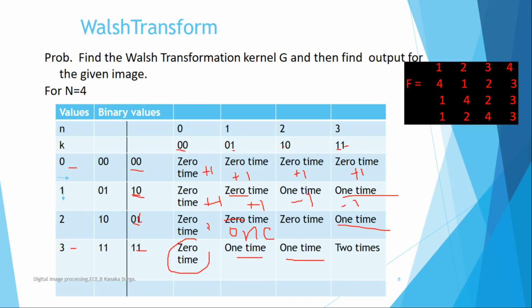So 0 times is nothing but +1, 1 time is -1, so +1, -1. 0 times, +1, and -1, and 2 times is nothing but an even number. When the number of overlaps is an even number, the resultant is a positive number. So the Walsh kernel will be 1 by n multiplied with the resultant value.